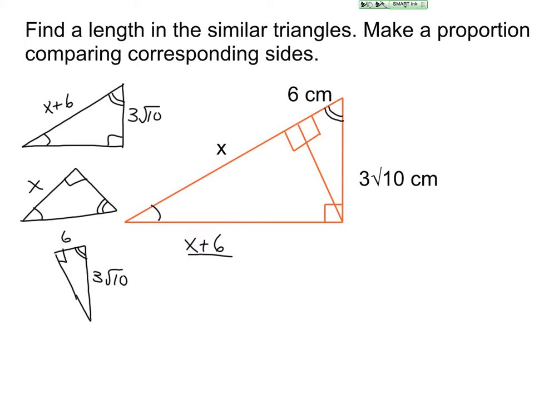I need to mark this last angle maybe. Isn't that the hypotenuse up here? So the hypotenuse here would be 3 times the square root of 10. Okay, now same two triangles, 3 square root of 10 compared to, that would be the 6, wouldn't it?